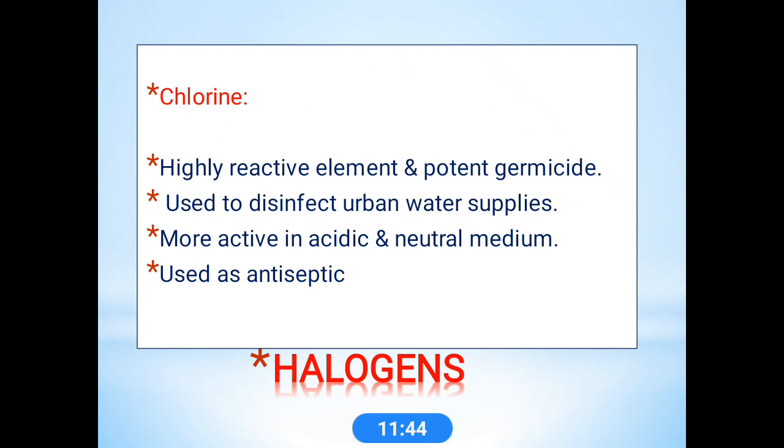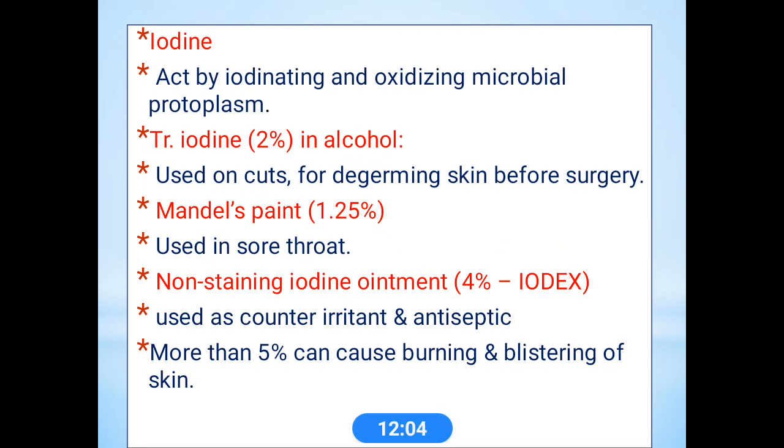Next we come to the halogen group. In the halogen group, chlorine is a highly reactive element and a potent germicidal agent. It has a main role in disinfecting urban water supplies and is more active in acidic and neutral medium. So it is also used as a good antiseptic.